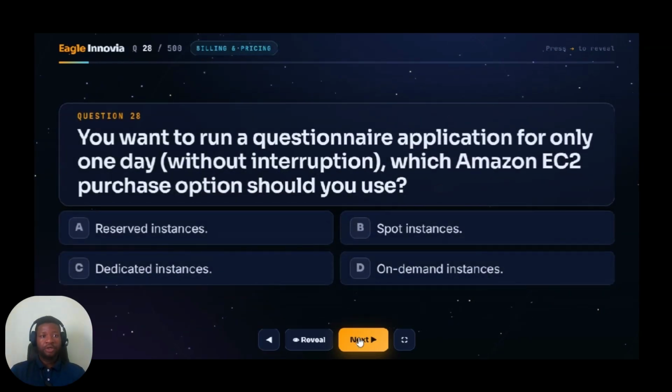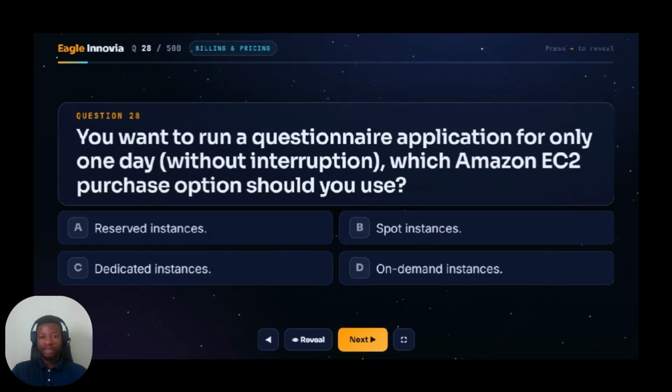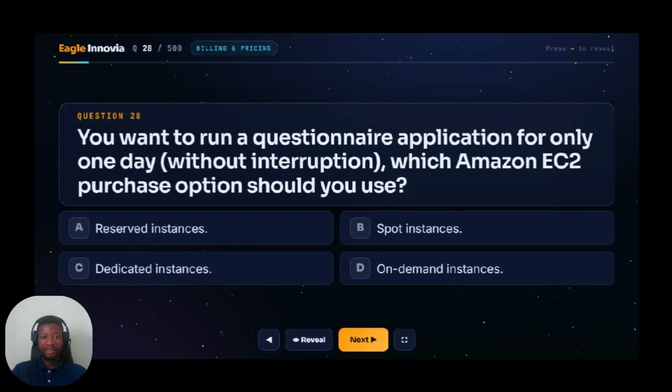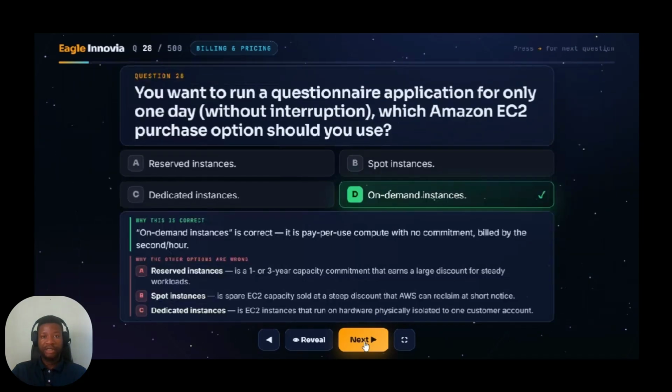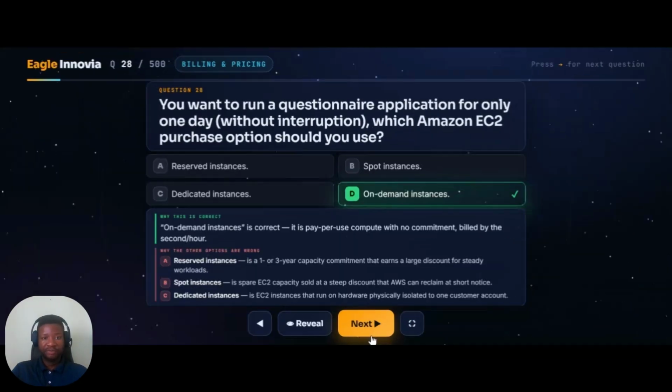Question number 28. You want to run a questionnaire application for only one day without interruption with Amazon EC2. Which Amazon EC2 purchase option should you use? A. Reserved instances. B. Spot instances. C. Dedicated instances. D. On-demand instances. The answer is on-demand instances. This is because it is pay-per-use compute with no commitment, billed by the second or hour.